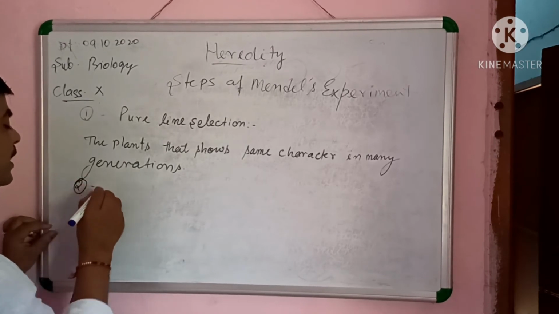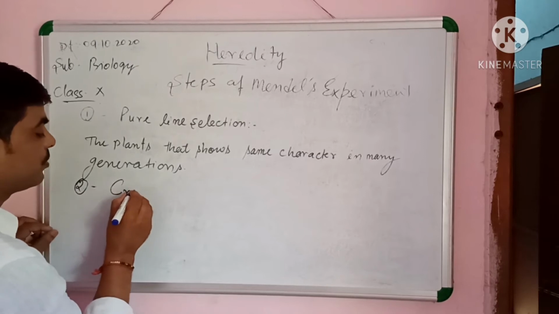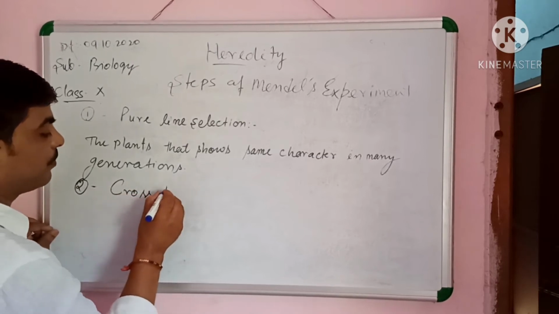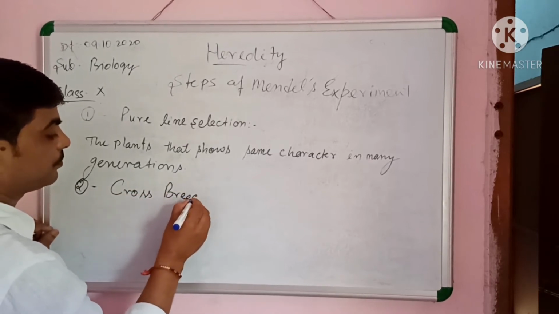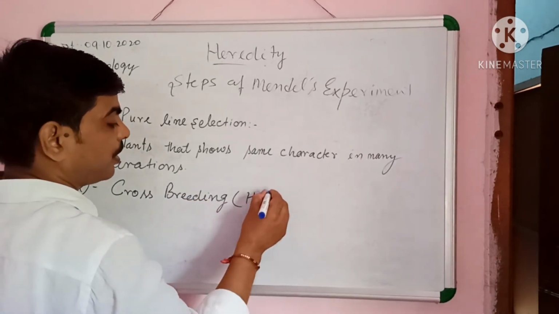Then the second step was cross breeding. This is also called hybridization.